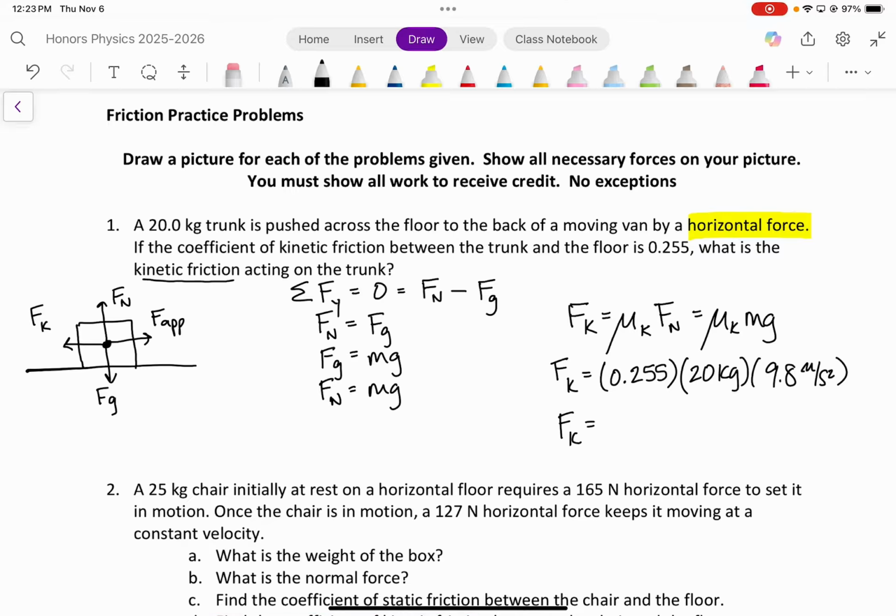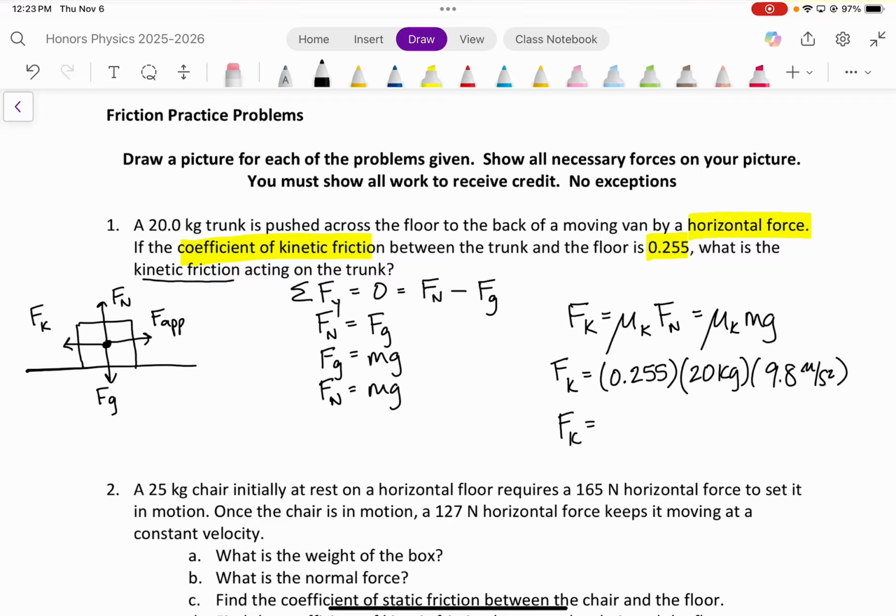And what do we get for the value of friction? Let me grab my calculator. 0.255, not 0.225. I got 49.98.